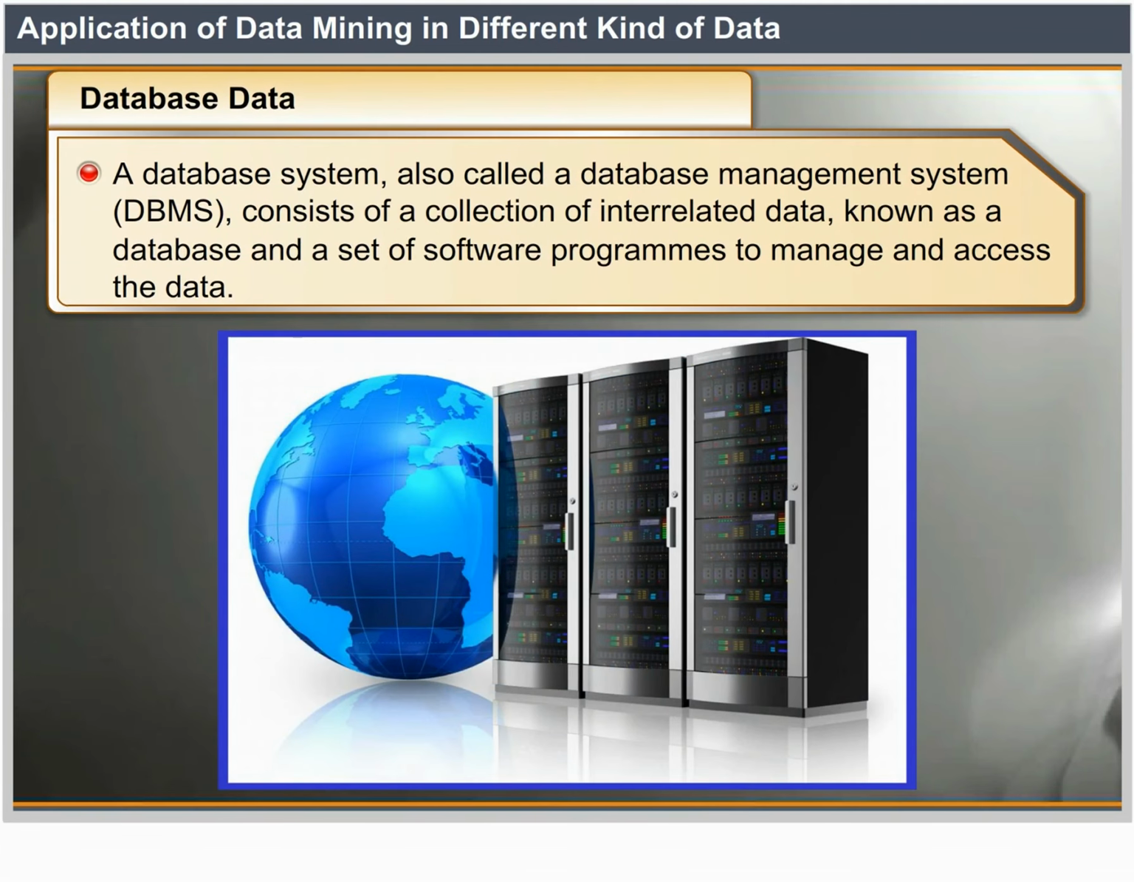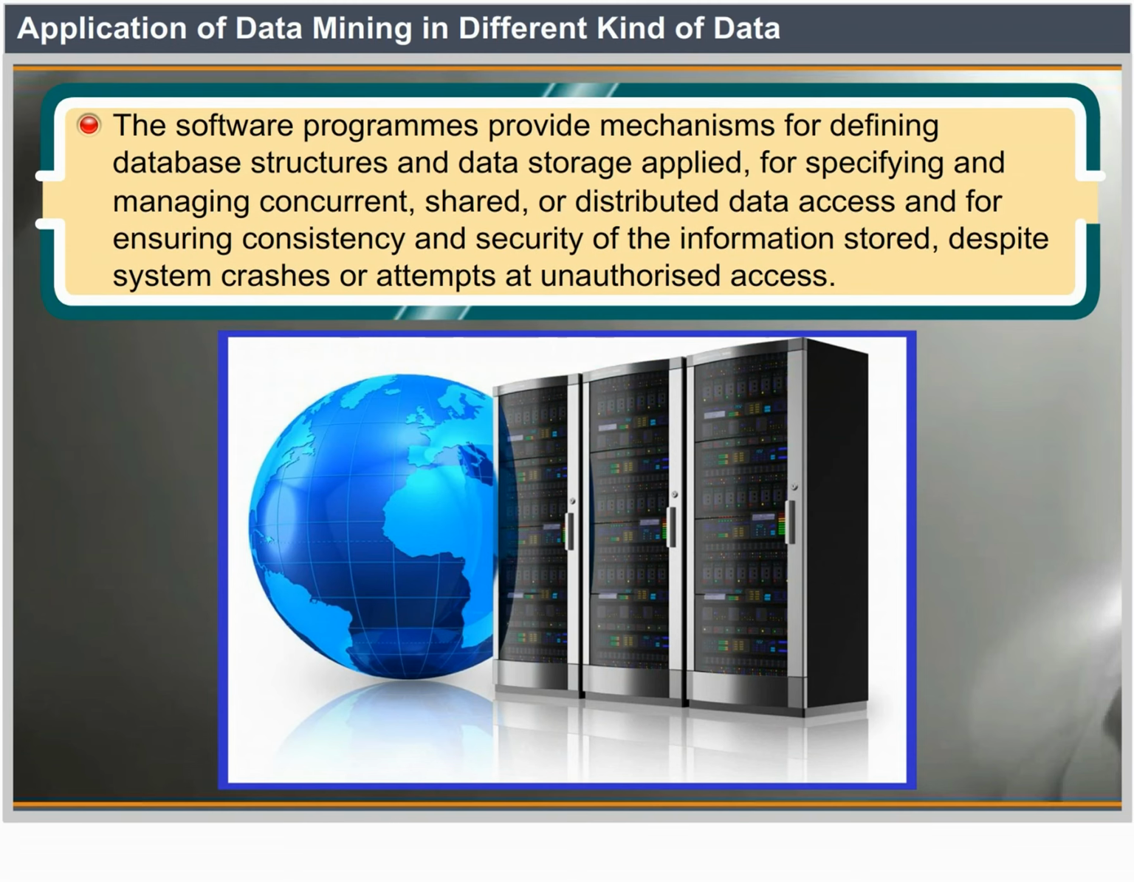Database data. A database system, also called Database Management System, DBMS, consists of a collection of interrelated data, known as a database, and a set of software programs to manage and access the data. The software programs provide mechanisms for defining database structures and data storage, for specifying and managing concurrent, shared, or distributed data access, and for ensuring consistency and security of the information stored, despite system crashes or attempts at unauthorized access.